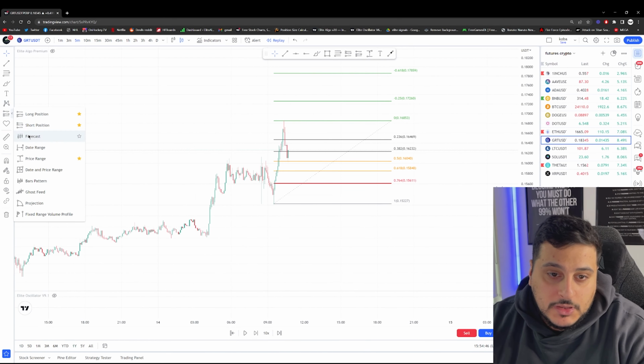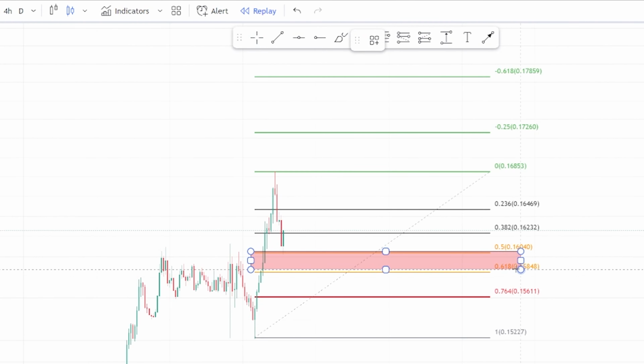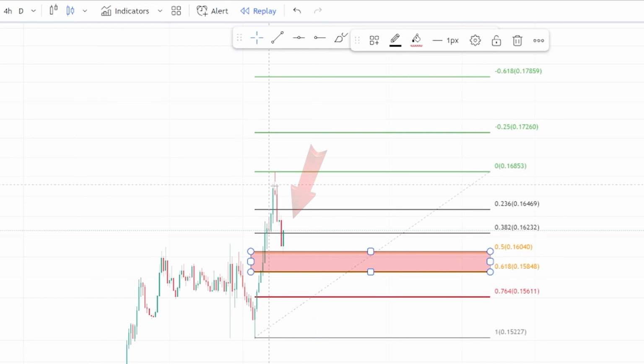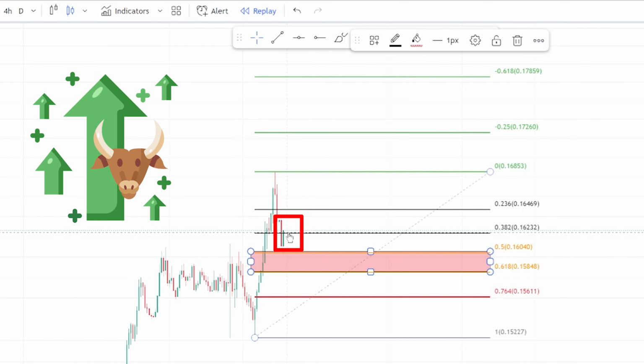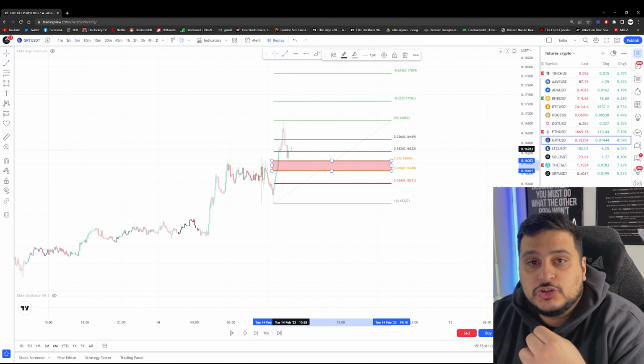So for example, right here, we can see very clearly that in this golden zone, right, this little area right here, the price came down, touched this area, and gave us a bullish candle. This is an indication that we should be entering a trade right now.